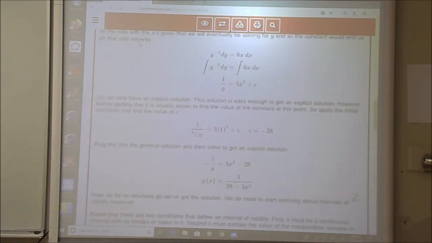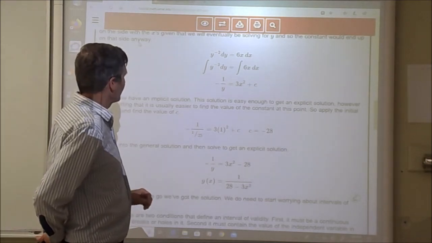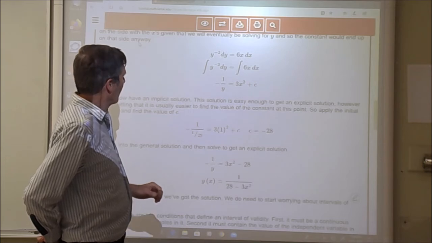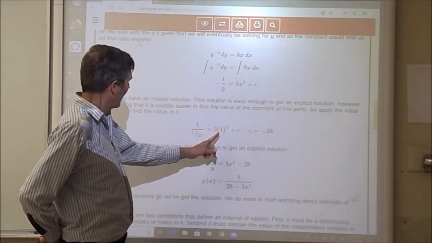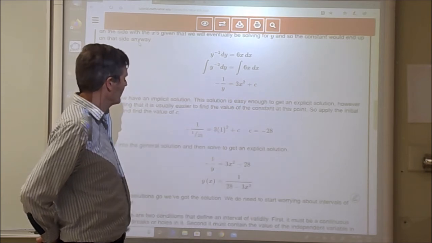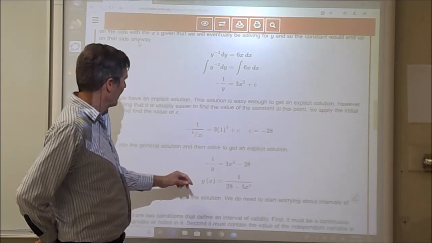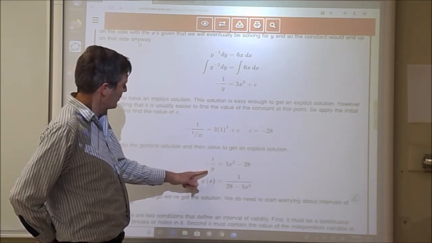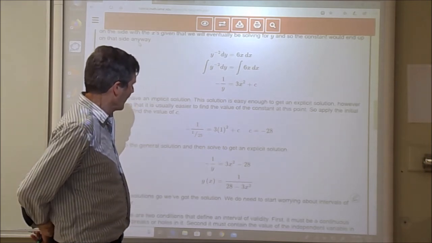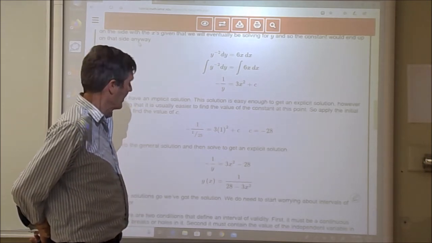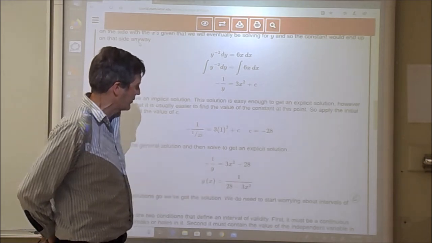Before I do that, I'll plug in the initial value. I'll plug in that y equals 1/25 when x equals 1, so minus 1 over y is minus 25. And that determines that c is equal to minus 28. Consequently, I can put that in the equation: minus 1 over y is 3x squared minus 28. So there's how the initial value determines the integration constant. Now I solve for y and get y equals 1 over 28 minus 3x squared.